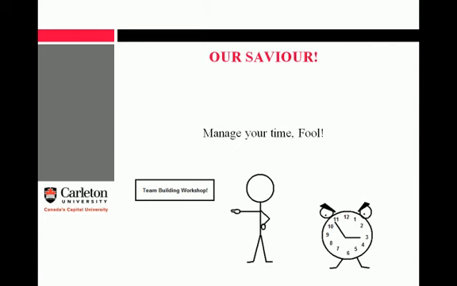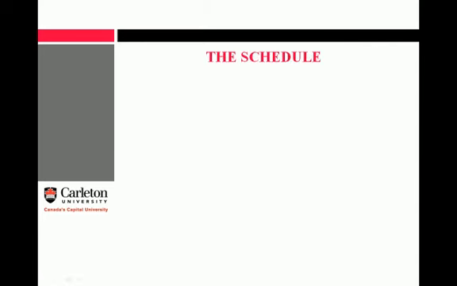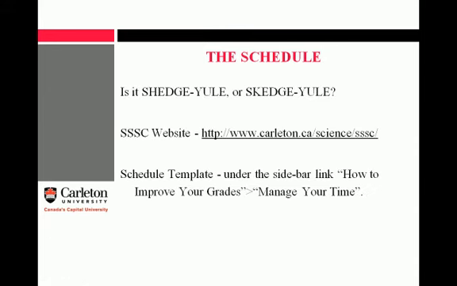The first step in time management is making a schedule. On the Carleton University or the Science Student Success Center website, we have a template for making a schedule, but you can make those in things like Office or WordPerfect.